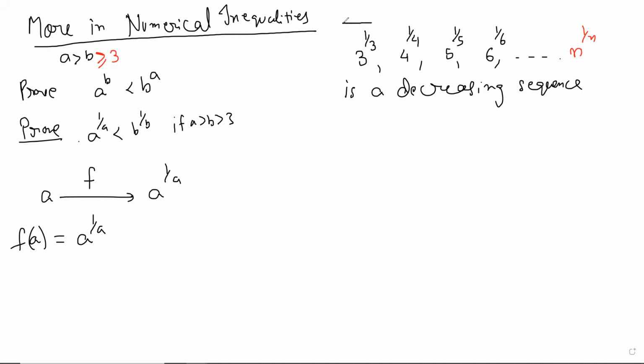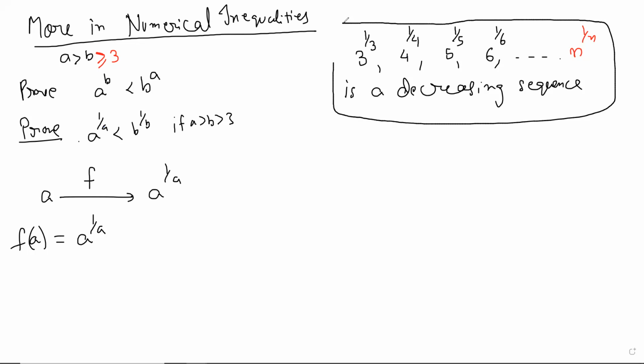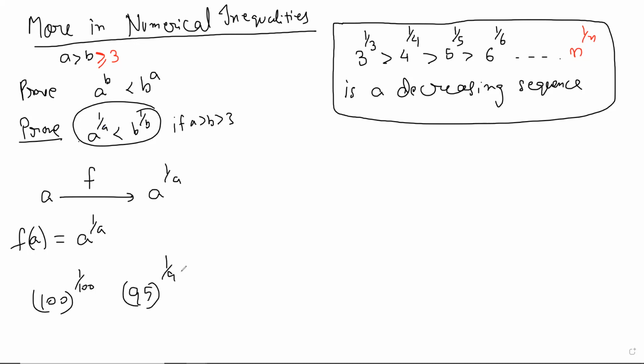Now you can focus on this question, maybe how to show that this sequence is a decreasing one. You can check for small numbers, definitely. Now you see this is actually in some sense a simpler question, right? Because A and B are two arbitrary natural numbers. You could have 100 to the power 1 by 100, and B could be, I don't know, 95. So these two are a little apart. But what we now need to show is that this is a decreasing sequence. It will be enough, right?